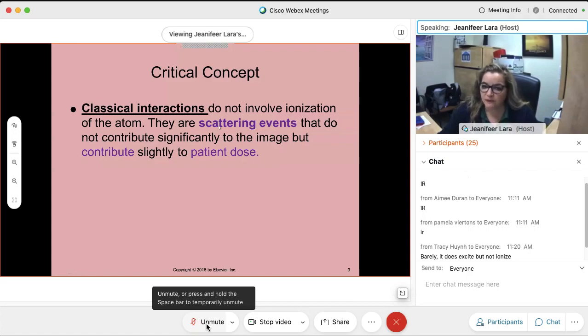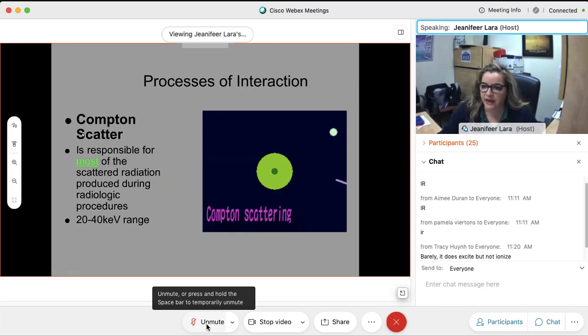Got it? There is another type of scattering that we're going to talk about. This is Compton scatter. This is an interaction with human tissue. When we're talking about Compton scatter, it is most responsible for the scatter radiation produced during radiologic procedures. So we already know an incident photon is coming in. However, if you can see in this image, an incident photon is coming in, and a photon is also emerging. But what else is happening right here?